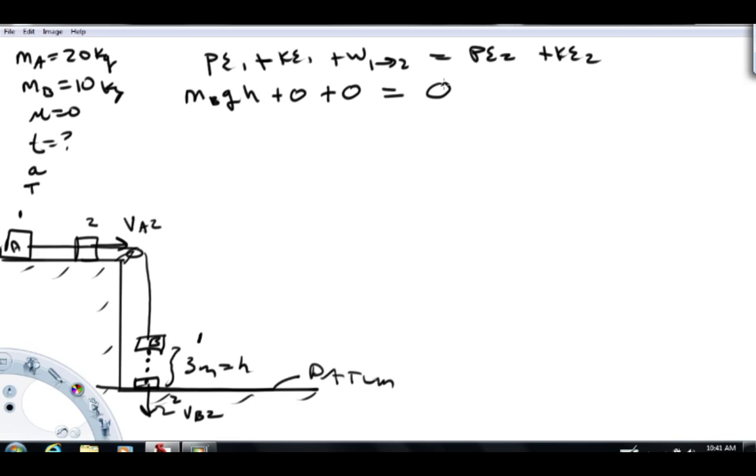And now we'll talk about the KE2 term. So at position 2, mass A is moving to the right, so it's got a kinetic energy of 1/2 its mass times its velocity, VA2 squared. In addition to that, mass B is here moving down, so it's got a kinetic energy of 1/2 mass B times VB2 squared.